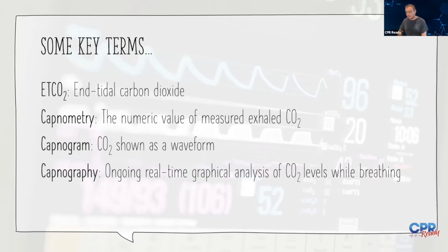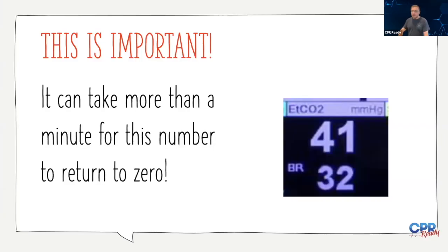The capnogram is what we call each one of those waveforms that we're going to be looking at in a moment. And then at the end, we have capnography, which is putting it all together and giving us that real-time continuous waveform analysis of the CO2 levels. So one thing that's important, and different monitors work differently, but the number that you get on your monitor for end-tidal CO2, that measurement, and this is a picture from a Zoll, this is a rolling average.